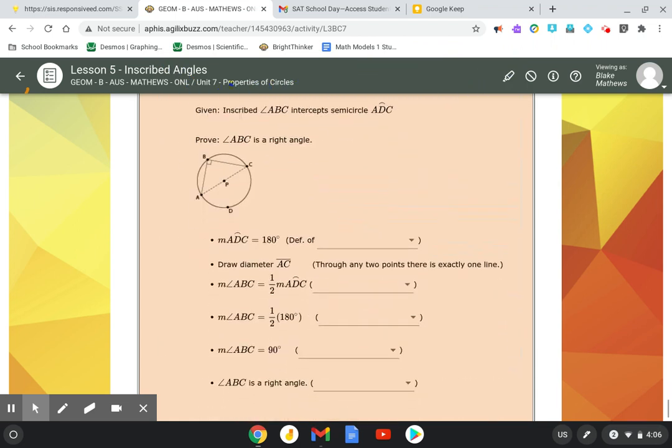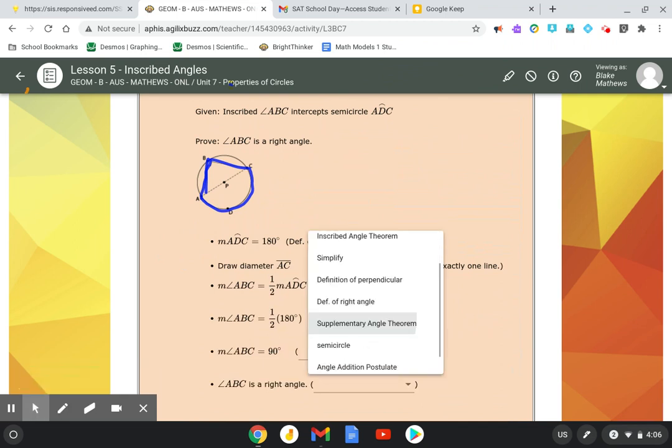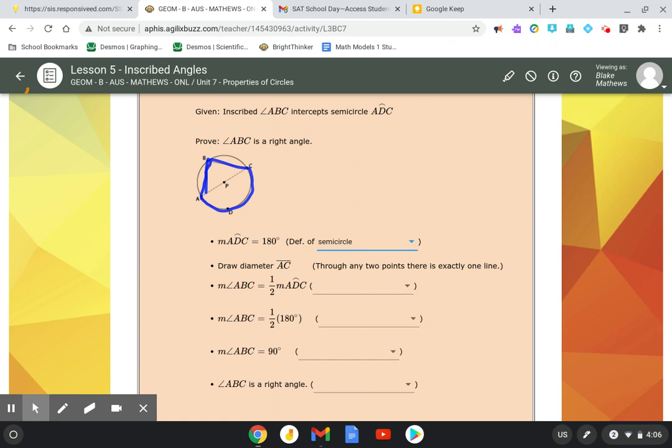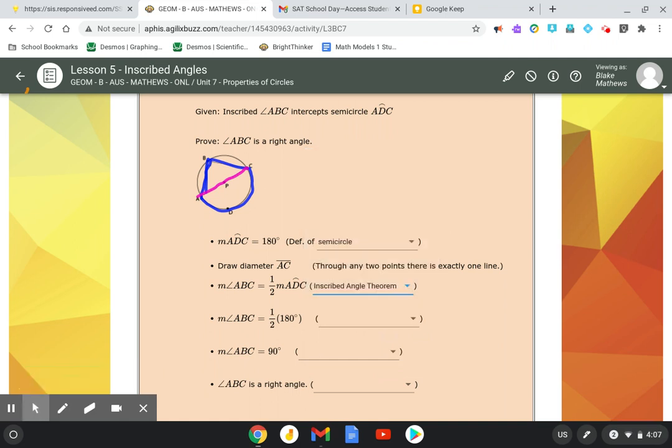More of the same. Inscribed angle ABC intercepts semicircle ADC. That's this. So the measure of arc ADC is 180. We know that because that's the definition of a semicircle. Semicircles are 180 degrees. And they've drawn a diameter for us right here. The measure of angle ABC is half the measure of ADC. That's the inscribed angle theorem. That's what we learned about just in this lesson. And then measure of arc ADC is 180. We know that because they said it right here.